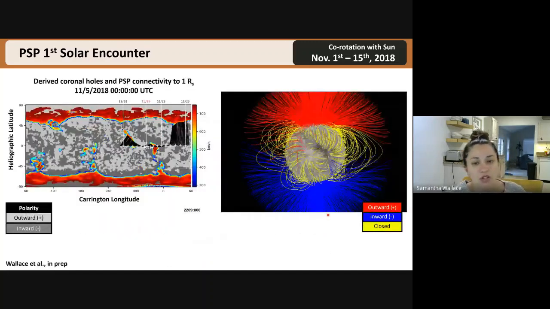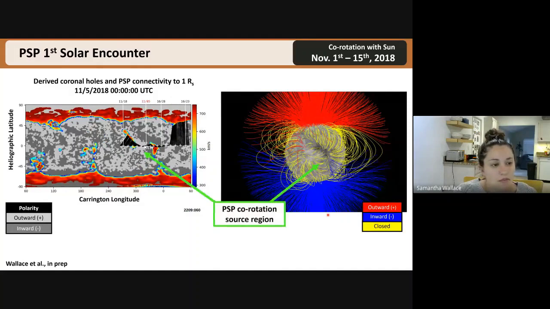After co-rotation, Parker crosses the heliospheric current sheet and connects to another mid-latitude coronal hole, which is indicated by these arrows. These two coronal holes form a small helmet streamer, with a 3D rendering of that on the right here. So for the first encounter, Parker is either observing heliospheric current sheet wind or wind originating from this coronal hole as it evolves over 10 days.